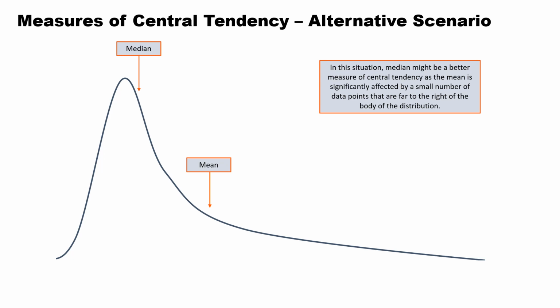In this circumstance, the median is going to be to the left of the mean. Again, this is a rightward skewed data distribution. In this situation, median might be a better measure of central tendency as the mean is significantly affected by a small number of data points that are far to the right of the body of the distribution.